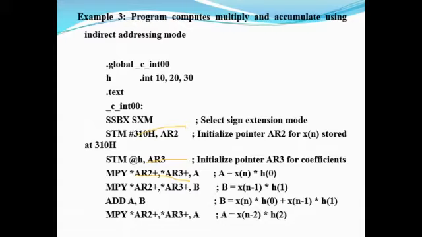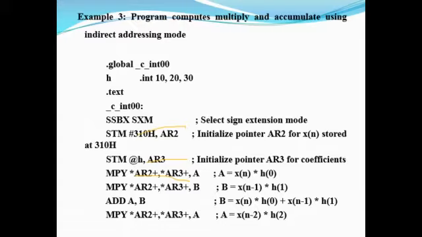In the earlier example, in direct addressing, we considered it from 410H. So we are going to initialize a pointer AR2 for x of n stored at 310H, and initialize a pointer AR3 for the coefficients, which are h of n minus 1, h of n minus 2 and so on. So we are just using the indirect addressing mode. We are not pointing directly to any data in any register; instead, we are going to point to it indirectly.